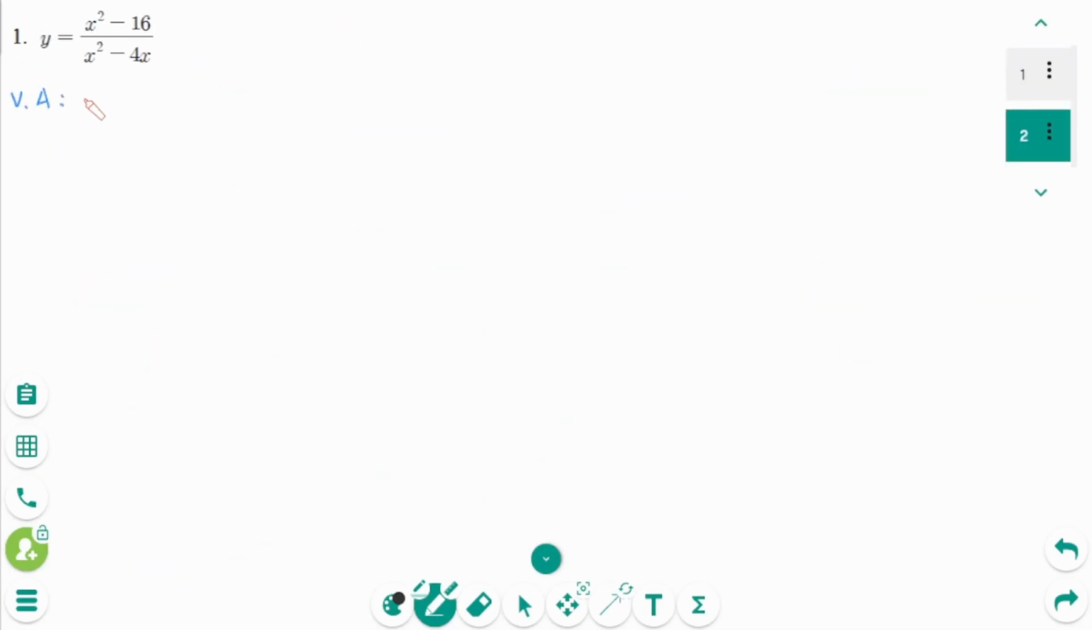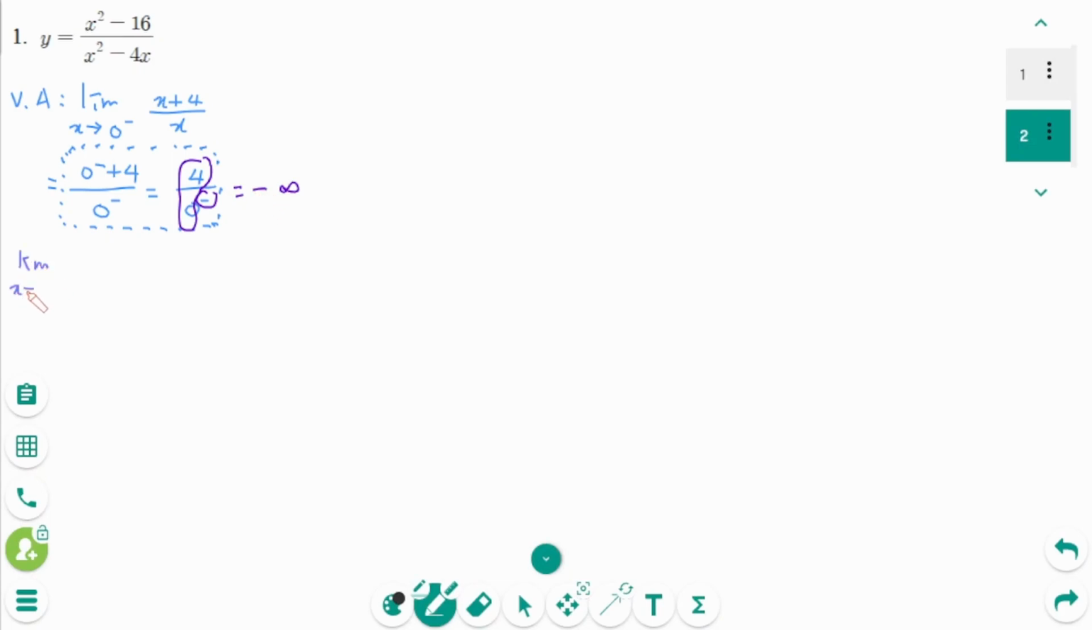Vertical asymptote. Limit as x approaches 0 from the left, then x plus 4 over x equals, this part is only our thinking. When x equals 0 from the left side, like this, which means 4 over 0 from the left side. This is our thinking. 4 over 0 equals infinity, but negative.